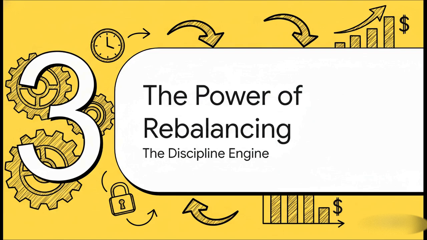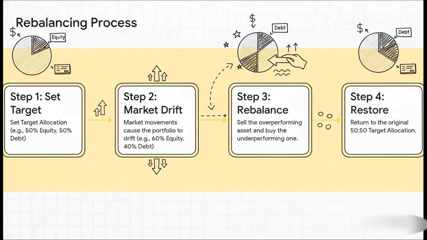Now, it doesn't matter which approach you take, strategic or tactical. There's one mechanism that is absolutely critical to keeping your plan on track. It's the thing that protects you from yourself. I'm talking about the power of rebalancing. I like to call it the discipline engine of your portfolio because it's a powerful tool that fights our natural human tendency to get greedy when markets are up and fearful when they're down. So how does this engine actually work? Well, it's a beautifully simple four-step process.